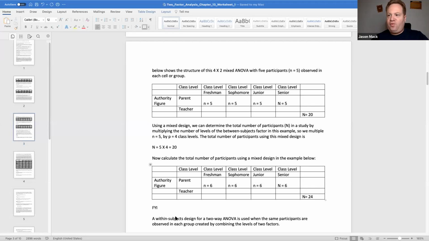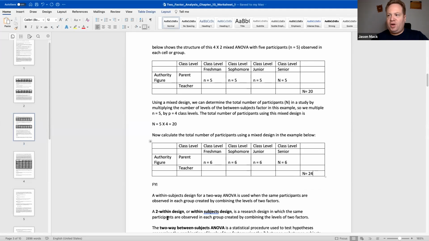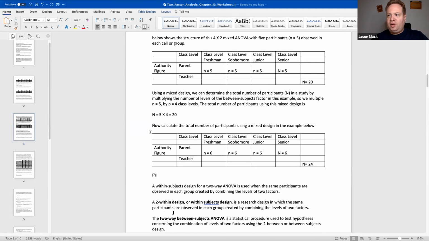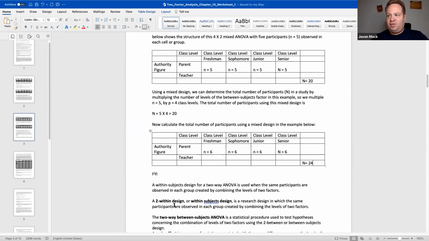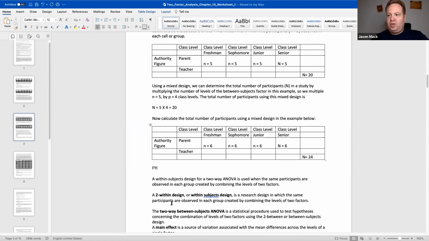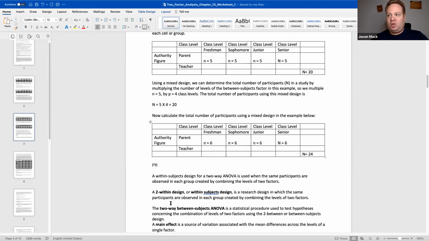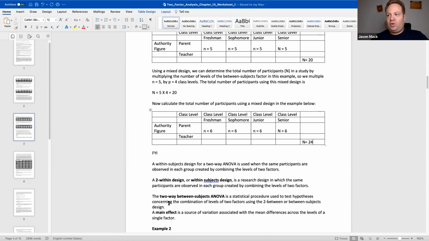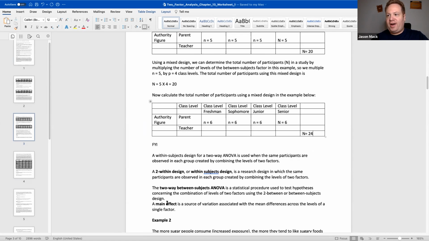So some FYI stuff. A within subjects design for a 2-way ANOVA is used when the same participants are observed in each group, combining the levels of the 2 factors. A 2 within design, or within subjects design, is a research design in which the same participants are observed in each group, created by combining the levels of 2 factors.